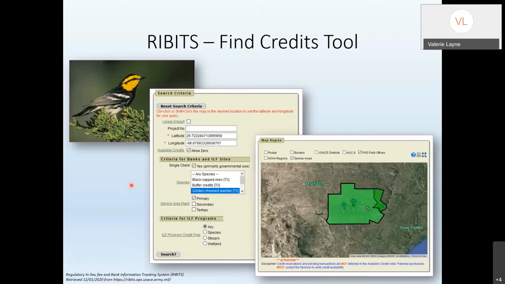Now, the Find Credits tool is the tool I was mentioning earlier, where this allows regulators and potential purchasers of credits to find which banks have a service area that covers an impact project site. This example shows a search for banks with available golden cheek warbler credits. We selected golden cheek warbler credits from here. We selected a point on the map, which is that point right there. And then we searched and RIBIS found 3 banks that have a service area that covers that project site. And these 3 banks have credits available.